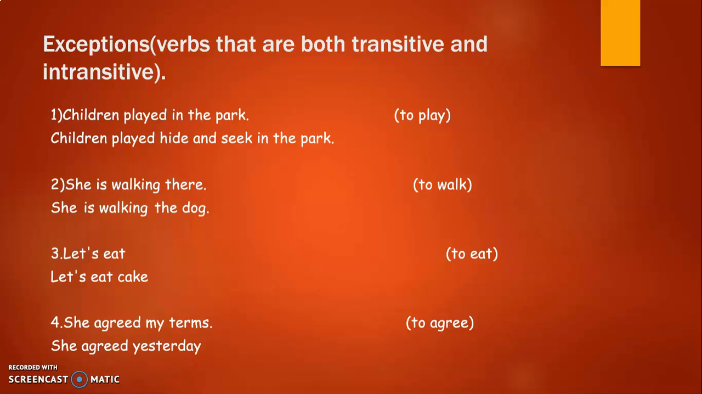She agreed my terms. She agreed yesterday. So, in the first sentence, she agreed to what? She agreed to my terms. So, my terms is the object. Hence, the first statement is an example of a transitive verb. In the next statement, she agreed yesterday. Here there is no object. Hence, the second example belongs to an intransitive verb.